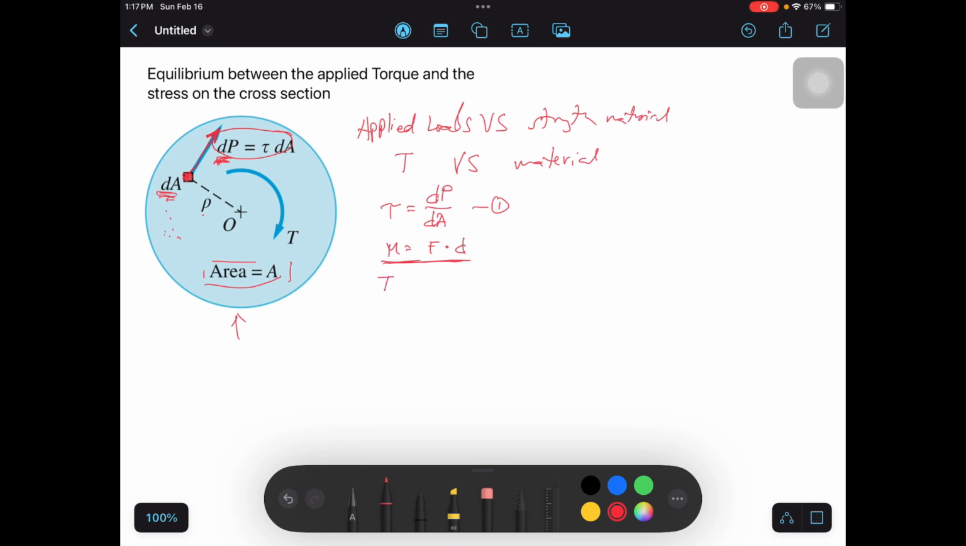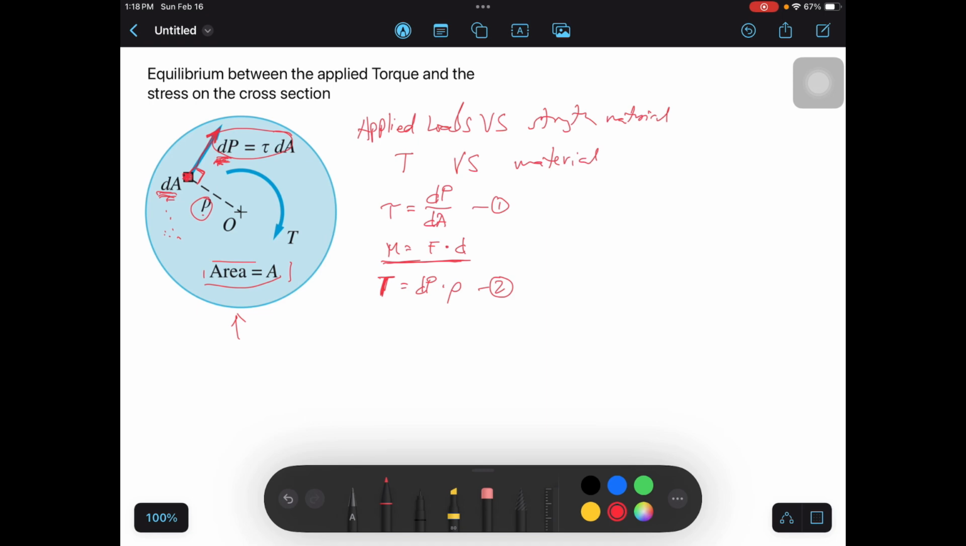This is the torque ng material na kayang ibigay ng material na. So torque is equal to ano yung force natin? It is differential P. And then ano yung perpendicular distance or moment arm niya? It is rho. So times rho. So let's call this equation 2. So nakakuha tayo ng dalawang equations.